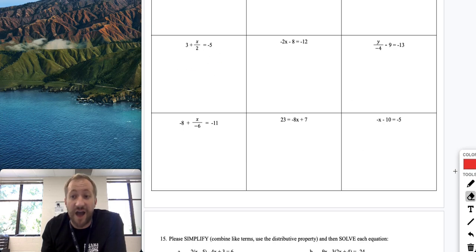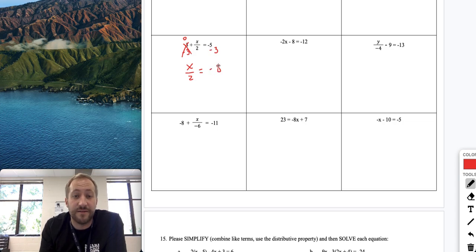I have to get rid of the constant first. I have to eliminate the constant. This 3 is the constant because it is a number by itself without a variable. I need to get rid of that 3. The only way to get rid of 3 is to subtract 3. 3 minus 3 gives me 0, which is exactly what I want. I'll subtract 3 on the other side, so now I'm left with x over 2 equals negative 5 minus 3.